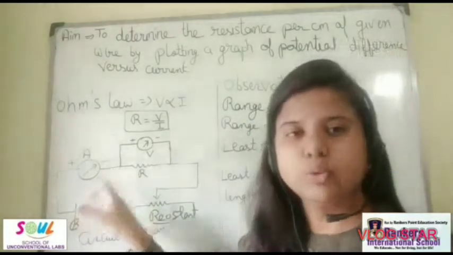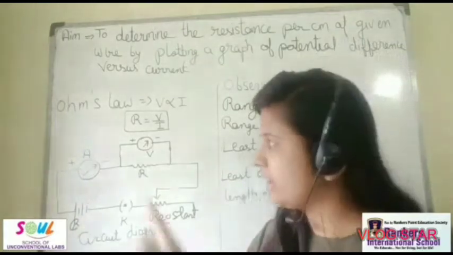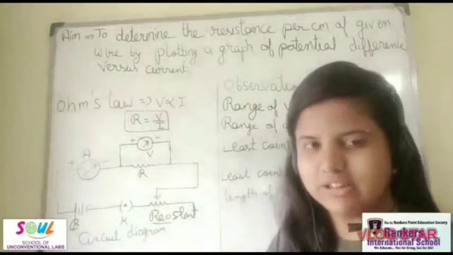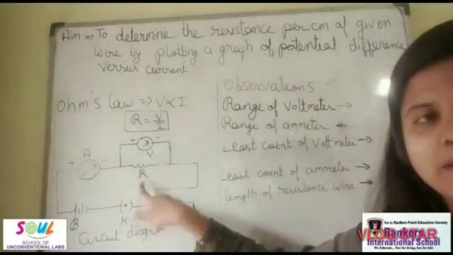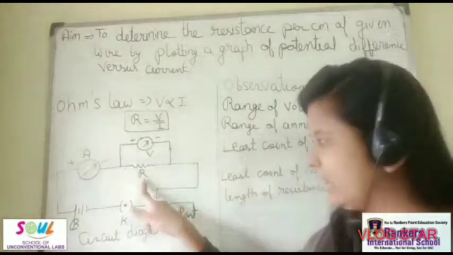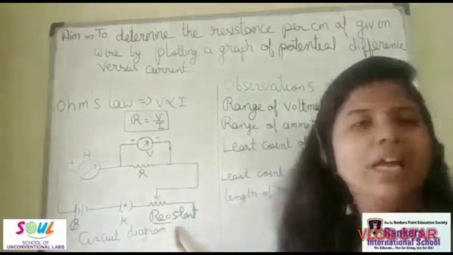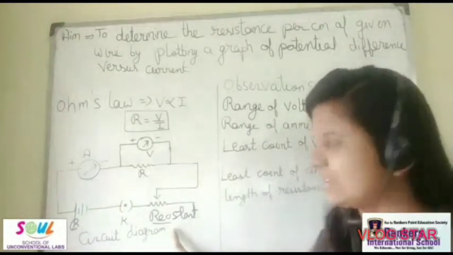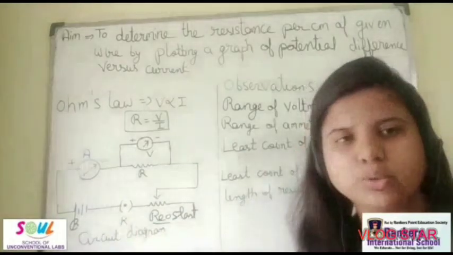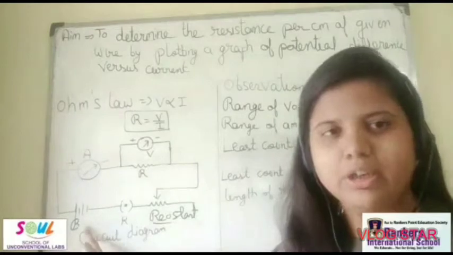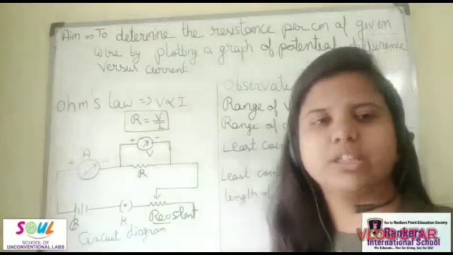Here, the ammeter is used to determine the current in the circuit. The voltmeter is used to measure the voltage across the resistance. This is the resistance wire whose resistance is calculated. The rheostat is a variable resistor. With the help of this, we are varying the resistance. The key is used to switch the circuit on and off. Here we use a battery eliminator to provide the supply to the circuit.